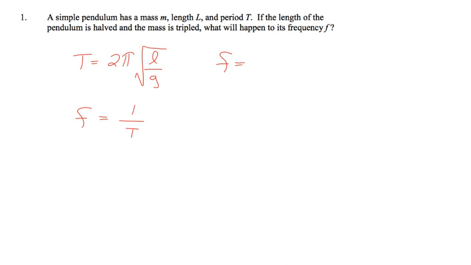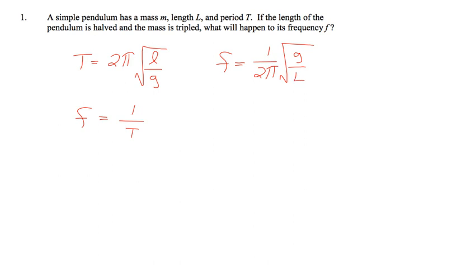Since frequency is 1 over the period, I'm just going to flip this over, and that will be my equation for frequency. Then I can look at that and see how one variable might affect something else. So frequency will be 1 over 2 pi, because this one was 2 pi, and if I flip this over, it's the square root of G over L. Let me put in the variable that they're using for the length of the pendulum.